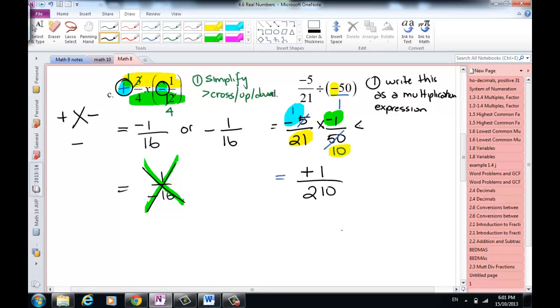Now up here, if you wanted to look at it differently, you could have just done multiplication of the 1 and the 1, multiplication of the two bottom numbers, which is 210, and then gone back and said, okay, what are my signs? I have a negative here, a negative here, a negative multiplied by a negative is positive. We in fact don't need to write this negative or this positive in because it's implied that it's positive, and so my answer is just 1 over 210.